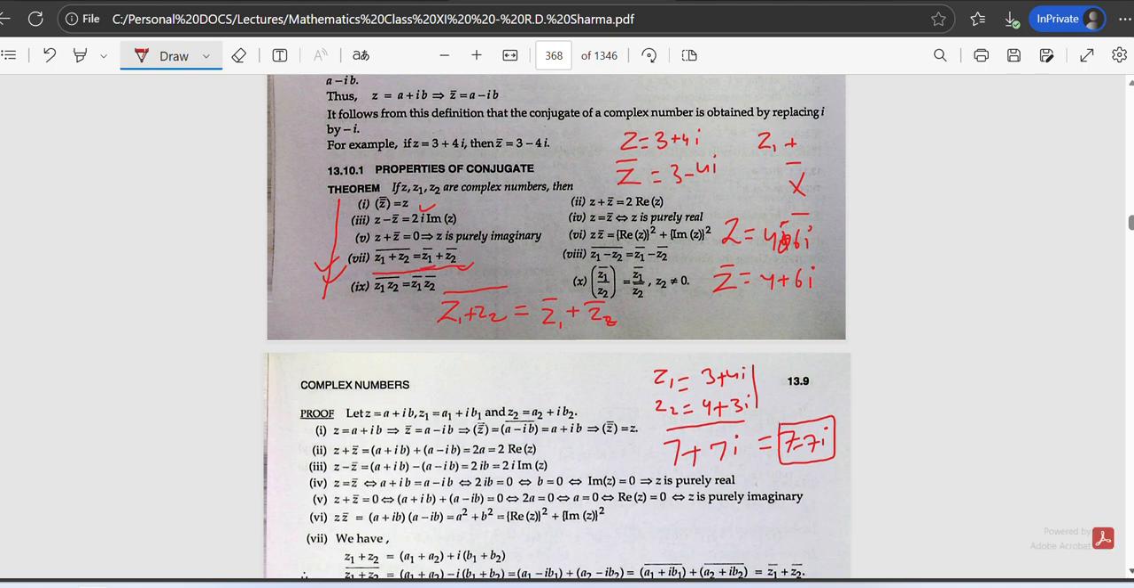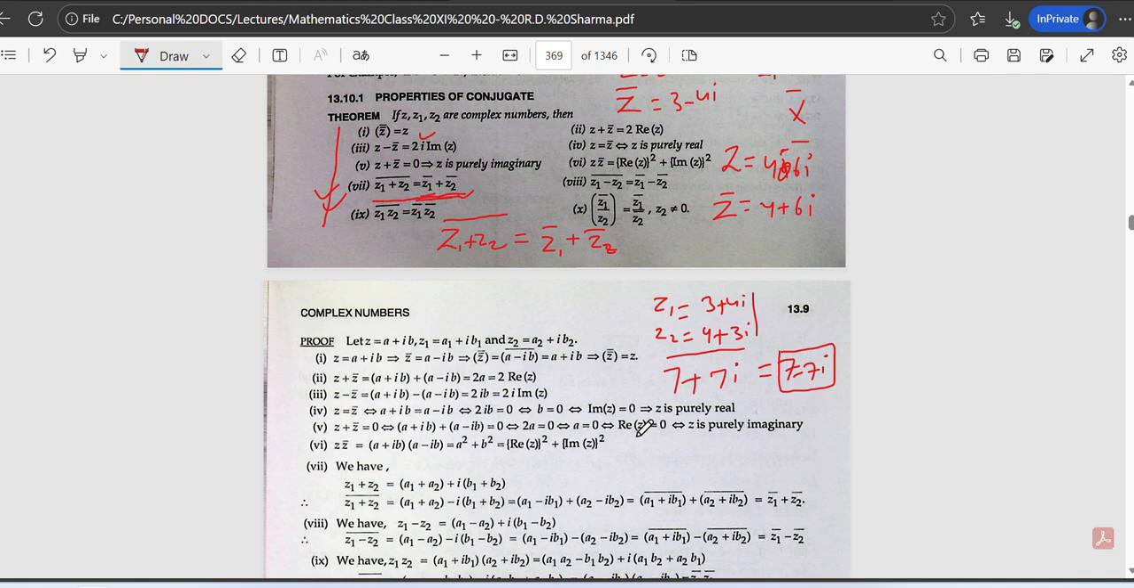Okay, so what you can do, you find now z1 bar plus z2 bar. So you see here z1 bar is 3 minus 4i, and just plus it. Then z2 bar is here 4 minus 3i. Now if you add it, 3 plus 4, 7, and minus 4 and minus 3, that is minus 7i. So you see here 7 minus 7i is coming, right? So z1 bar plus z2 bar is equal to z1 plus z2, the whole bar. Okay, like that you can prove for all this, till 10. And you can do a lot of questions based on that.